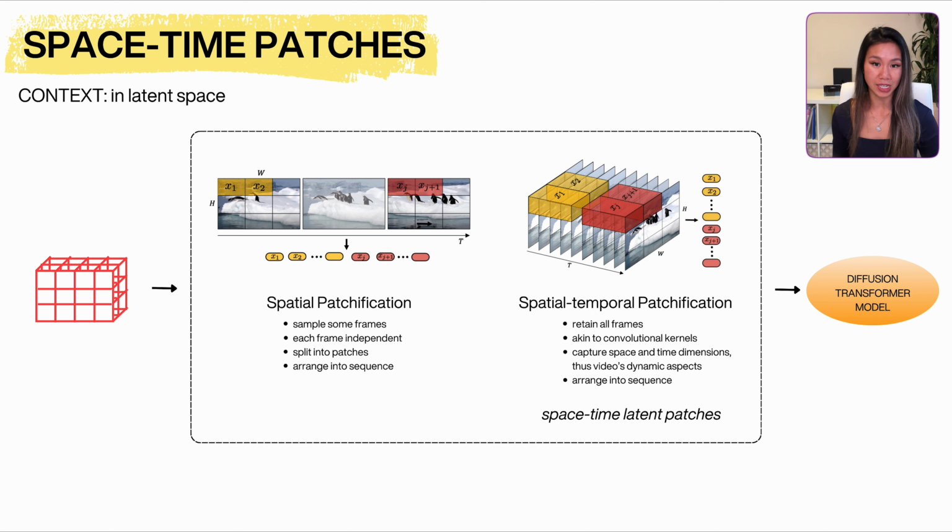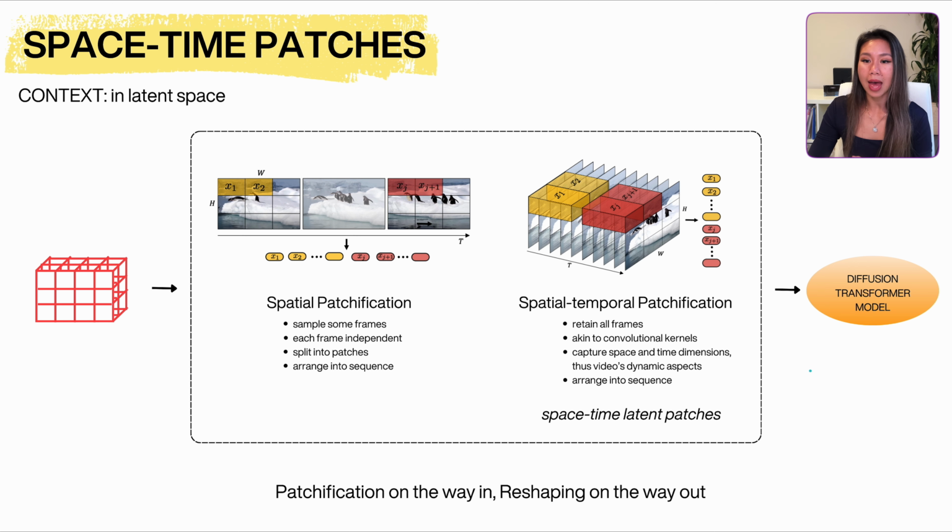The other place that patchification happens is in the latent space. The latent representation of the video is still a three-dimensional object, and so the idea of patchification can still be applied, particularly spatial temporal patchification. The patches will again capture content over space and over multiple frames. So in the end, you'll have what's called space-time latent patches. Note that patchification happens on the way in, and reshaping happens on the way out to return back to the same dimensions it started with.